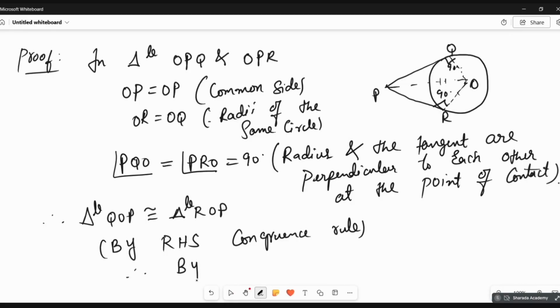By CPCT rule, PQ is equal to PR. So congruent means what? One triangle is exactly the same as the other. Similar means only the shape will be the same, size need not be the same. But in congruency, both will be exactly the same. One will be the photocopy of the other. If you draw one triangle and take the xerox of that, they will be exactly the same, right? Then those two are congruent. But similar means the shape is the same, but size need not be the same.